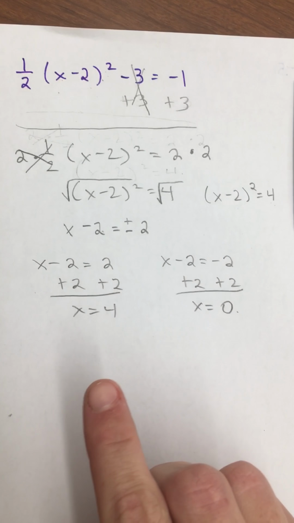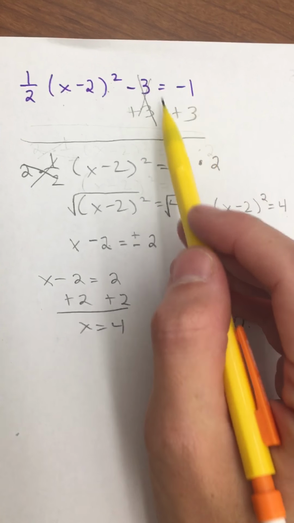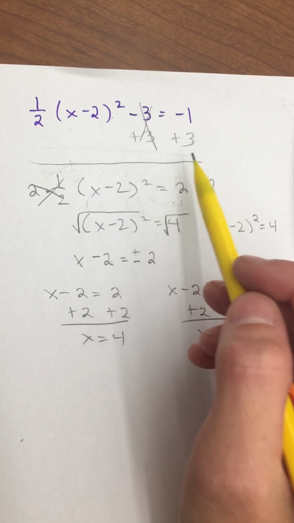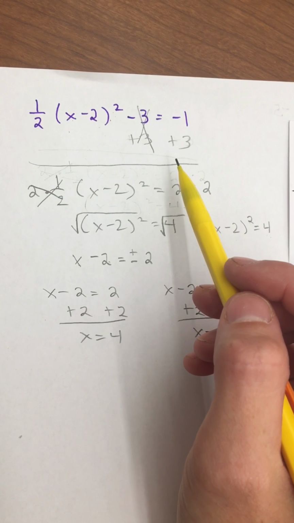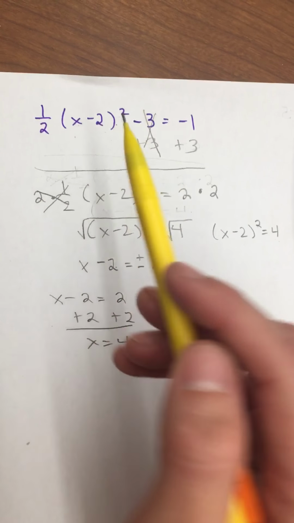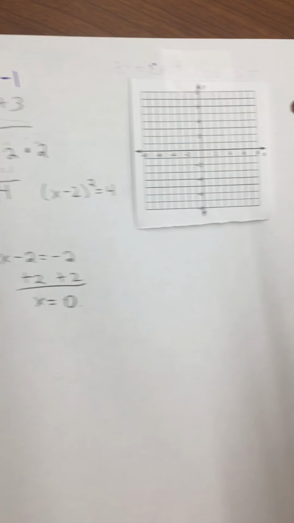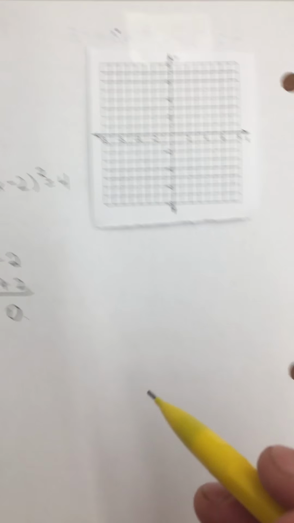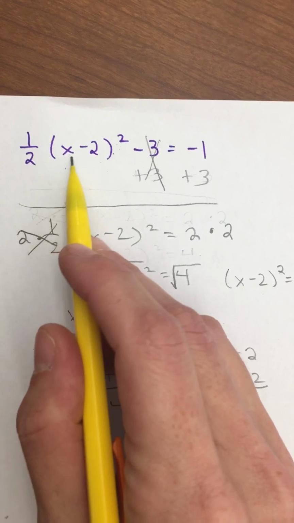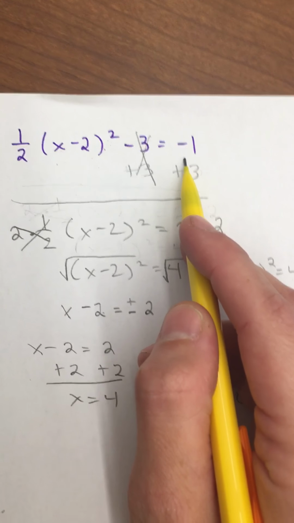All right, so let's look at this graphically. This equation is really just a system of two functions, and I'm looking for the overlap, right? I'm essentially saying, when is this expression going to be equal to the value of negative 1? And I can see that graphically. So what I'm going to do is pick apart my two functions. The first one is 1/2 (x minus 2) squared minus 3. And then the other function is just equal to negative 1.